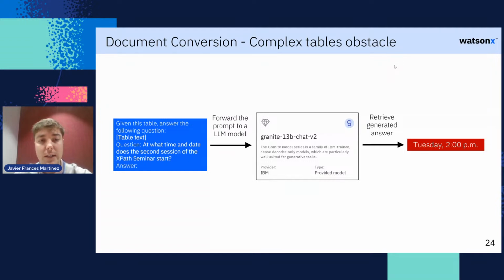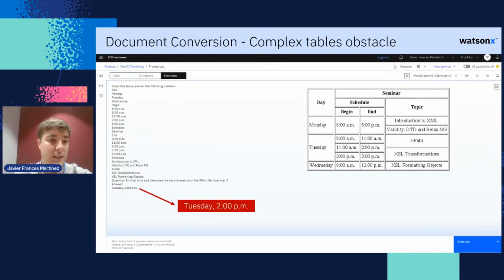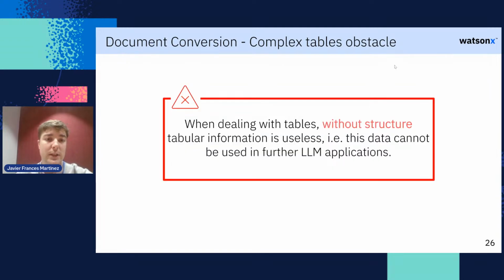And I prompt a Granite model. Just out of curiosity, Granite is our flagship model family here at IBM. For sure, it will answer incorrectly, but this is not the LLM's fault, but rather it's our fault. Because as you can see, we have not given the LLM the structural information needed to answer the question. And so we can say that when dealing with tables, without structure, this information is useless, especially in further LLM applications, such as retrieval augmented generation.